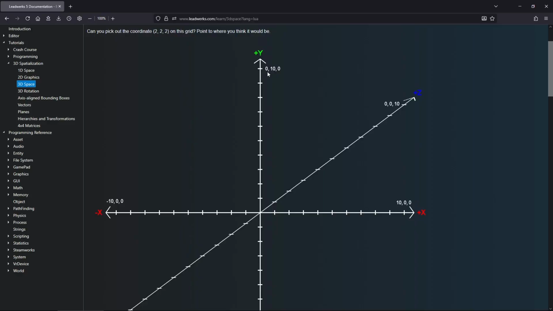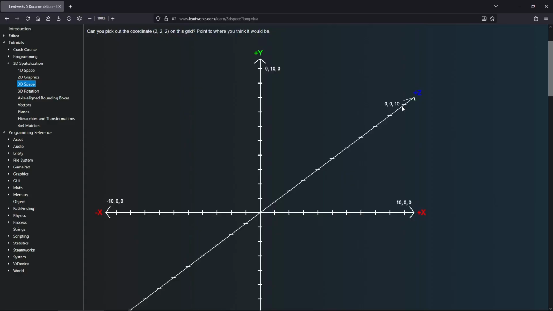Here we have 0, 10, 0. This is going up on the y-axis, and it's not one way or the other on the x-axis. It's not one way or the other on the z-axis. So it's just 0, 10, 0. And then here we have 0, 0. So it's in the center of x. It's in the center of y. It's at the 0 position. And then it's 10 units into the screen on the z-axis. That's 0, 0, 10 right here.